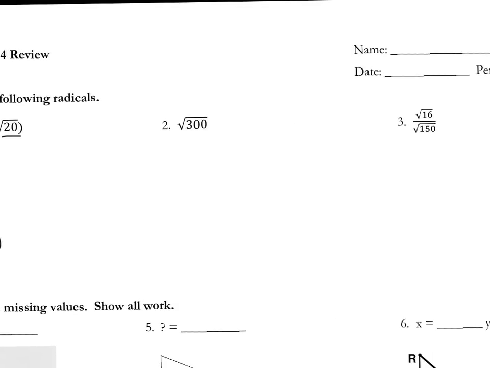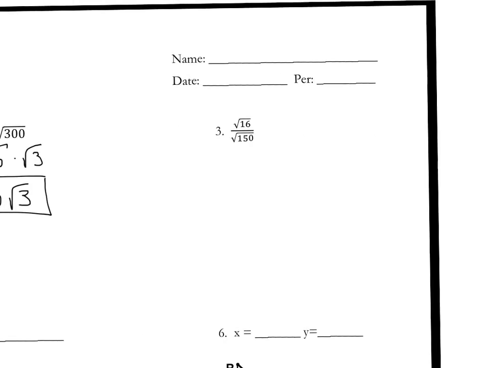Okay, question 2. Square root of 300. I need to figure out if there are any perfect squares that are factors of 300. Well, 100 is a factor of 300. 100 times 3. Well, square root of 100 is 10. It's not a square root anymore because I took the square root, times the square root of 3, which we can't simplify anymore.